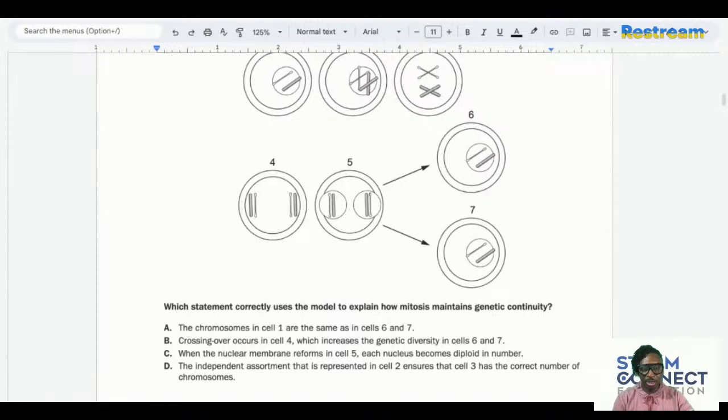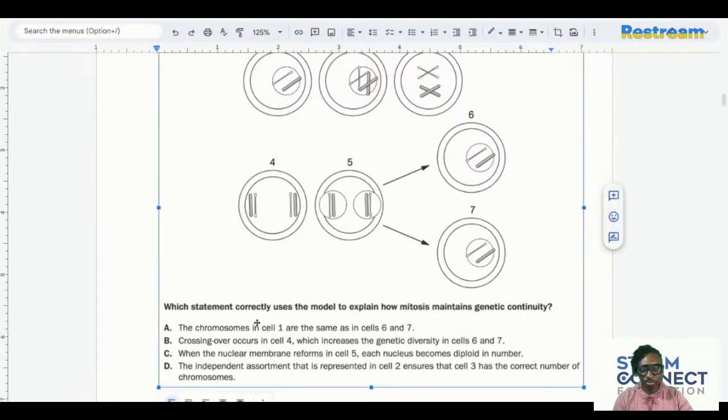All right, you say B. So let's look at B. The key word when I look at this in B is the word crossing over. Okay. Crossing over occurs in meiosis.